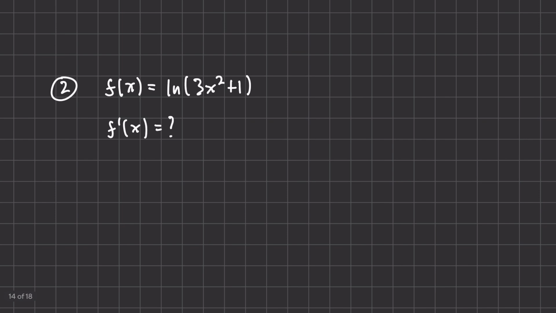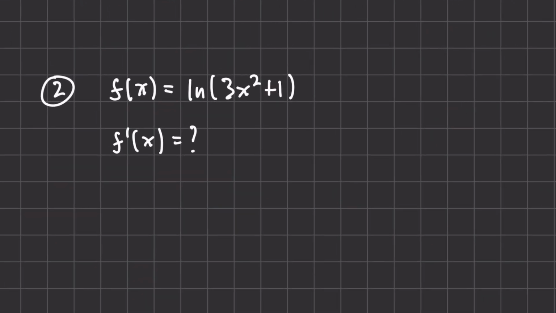That would be your full solution. Here is the second problem. It states that f of x is equal to ln of 3x squared plus 1. Go ahead, pause the video and try this for yourself first. Now, if you've done that, then let's try to tackle this problem.